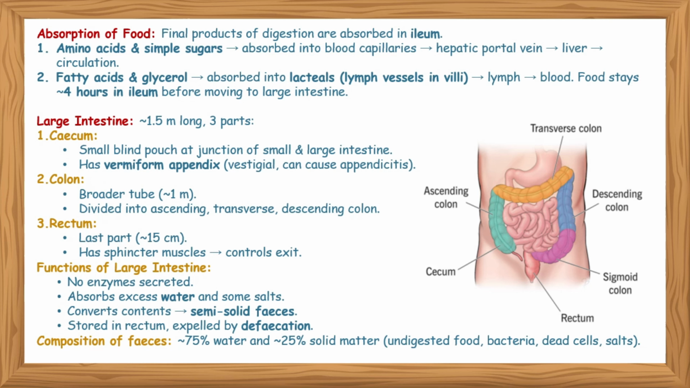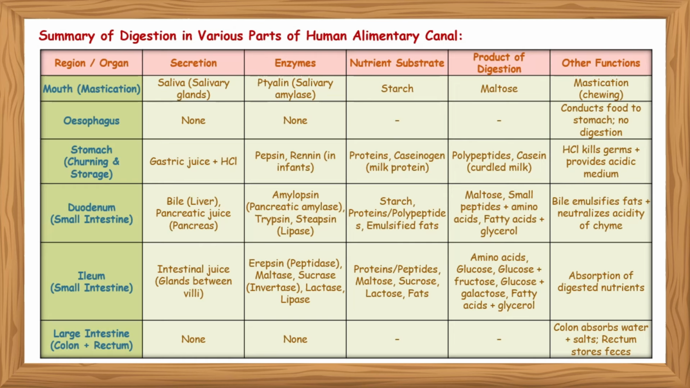No enzyme is secreted. It absorbs excess water and some salts. It converts contents into semi-solid feces, stored in the rectum and expelled by defecation. The components are 75% water and 25% solid matter, which includes undigested food, bacteria, dead cells and salts. This is the summary of digestion in various parts of the human alimentary canal. You can go through the table.